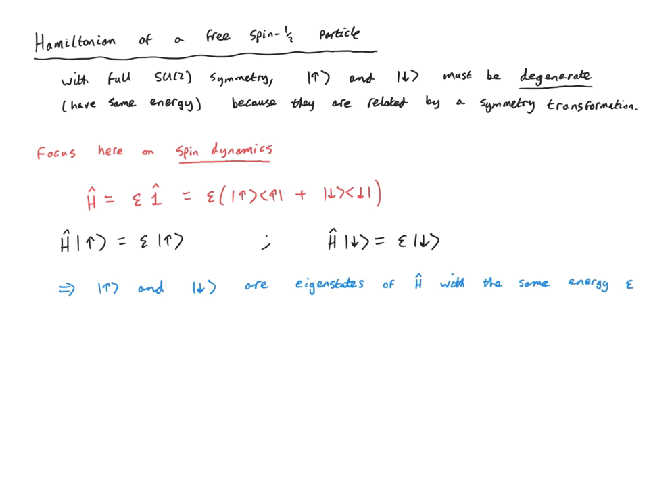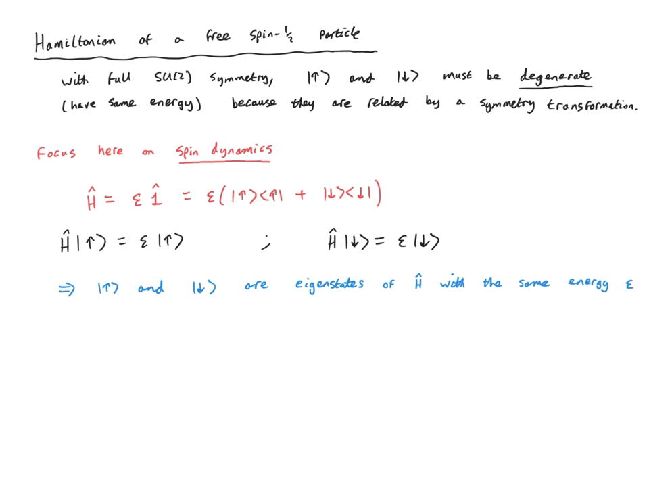Furthermore, we can usually just set this epsilon equal to 0. This is because it is just a constant shift in energies applying to all states of the system and therefore does not affect the dynamics. So this is an extremely boring system. All states of the system have the same energy and there are no dynamics at all.